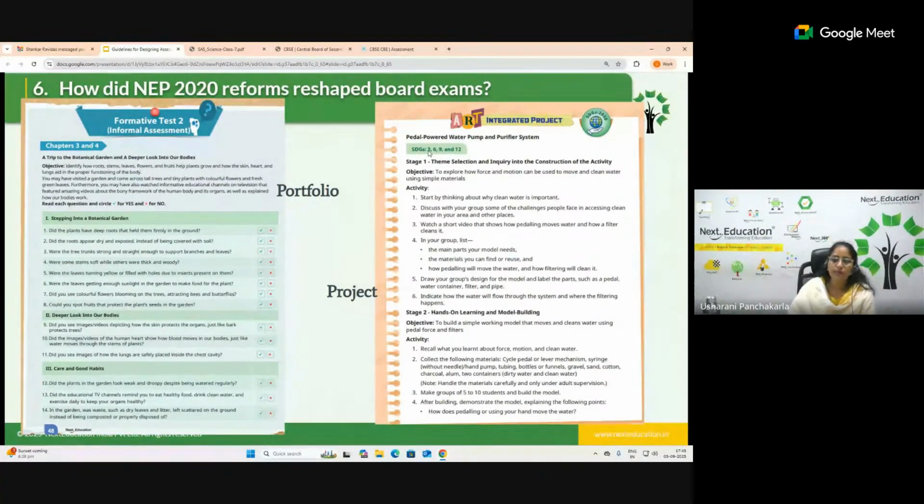SDG 3 is about good health, and 6 is about clean water and sanitation. 9 is about resource production and implementation, and 12 is about climate control. If I'm wrong, I may have gone here and there, but this is the context of the SDGs which we have tried to incorporate in the art integrated project, where stage 1 and stage 2 are asked of them. Everything is intertwined.